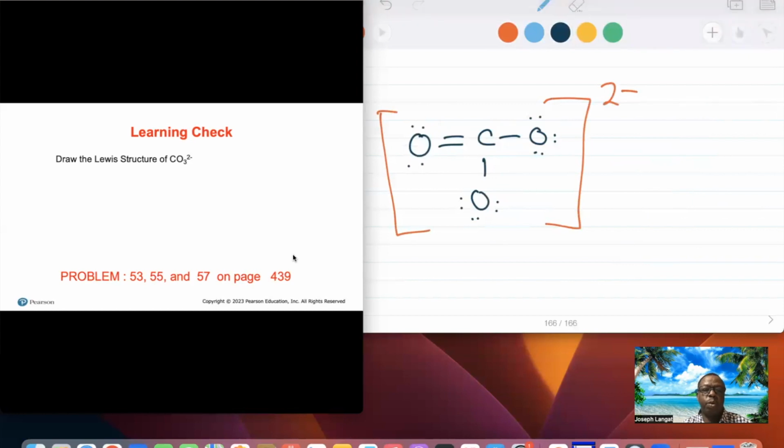Please practice more by looking at problems 53, 55, 56 on page 4, 39 in the text on how to draw the Lewis structure. This marks the end of part B of chapter 10. I'll see you again in part C.